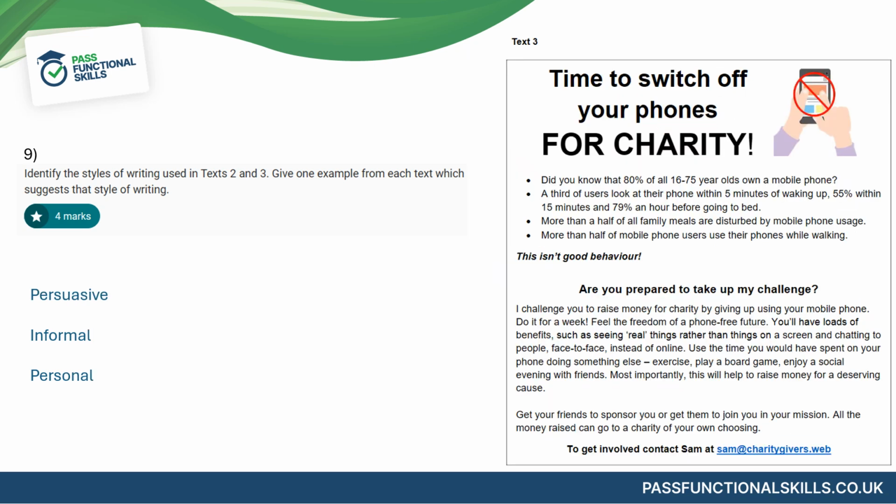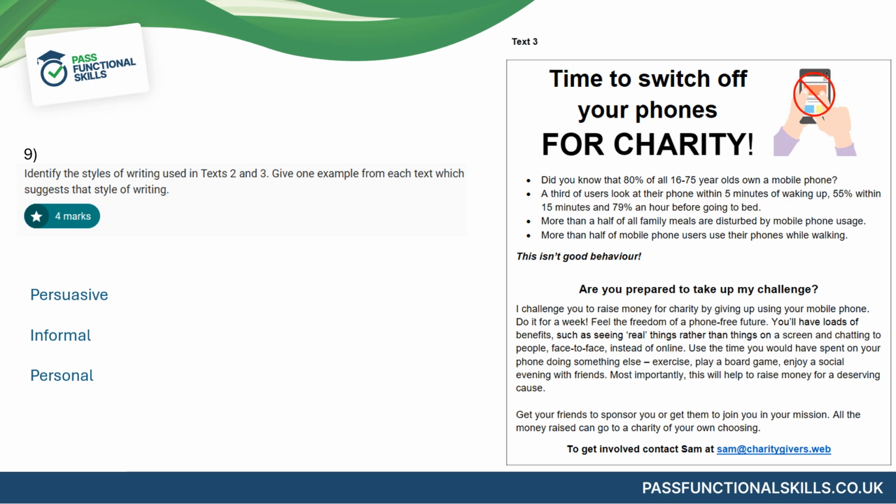Okay, so now let's look at text 3. So we should already know that this text is to persuade, so it's a persuasive text, and we know that already from previous questions. So if a text is written to persuade, we can say that it's written in a persuasive style, and that's the same with inform and informative. So that's definitely the most obvious style that this text is, but we can also say that it's quite informal.